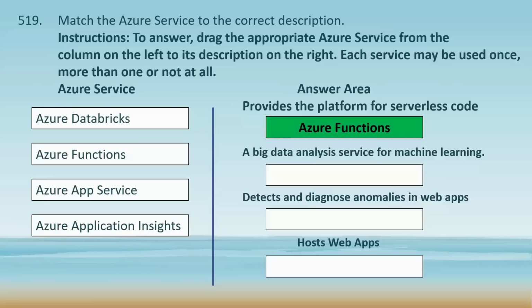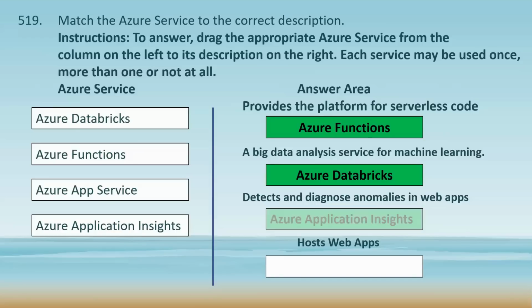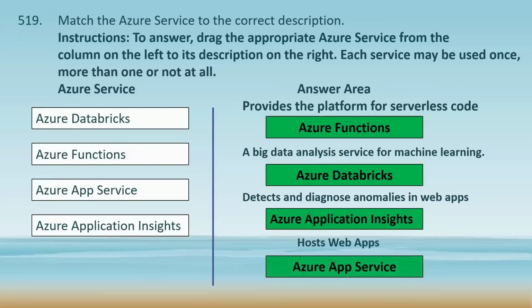Now, the next part of the question is talking about a big data analysis service for machine learning. And friends, Azure Databricks is the analytics platform optimized for big data and machine learning. Now, the next one is detects and diagnoses anomalies in web apps. Azure Application Insights is an application performance monitoring service used to detect and diagnose issues in web apps. And folks, the last one is hosts web apps. Azure App Service is a platform as a service offering for hosting web applications, REST APIs, and mobile backends.